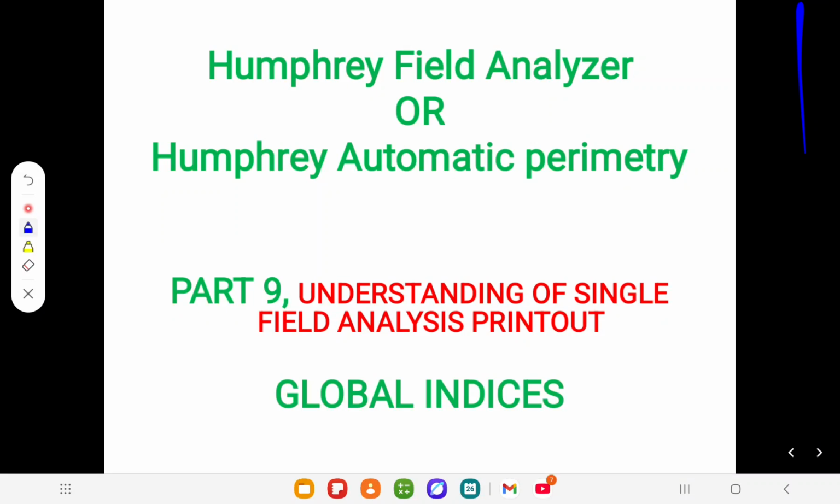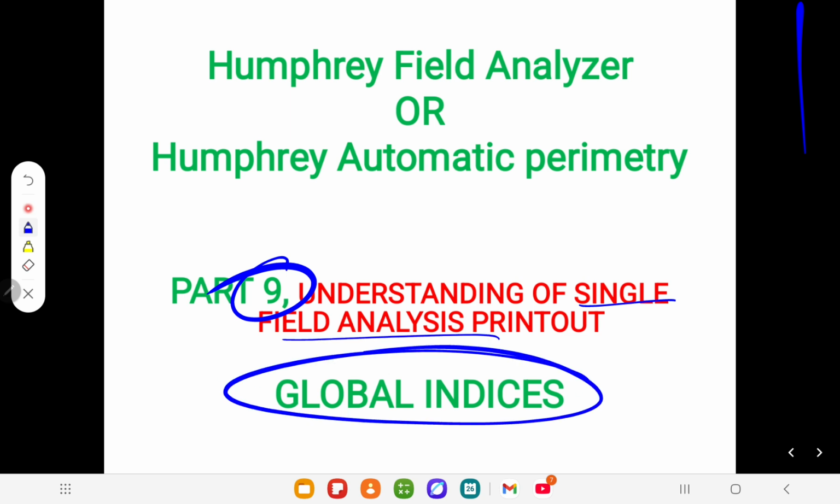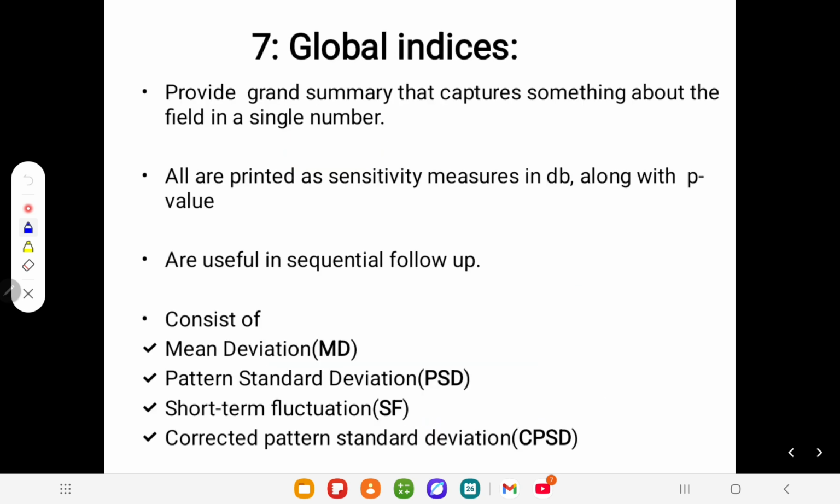Okay, so we are in the ninth part of single field analysis. Today we are going to discuss global indices. Okay, let's move. The very first thing that we want to understand about global indices is that it provides a grand summary, which means it provides the field in a single number, of a single field analysis definitely. So grand summary, it gives global.